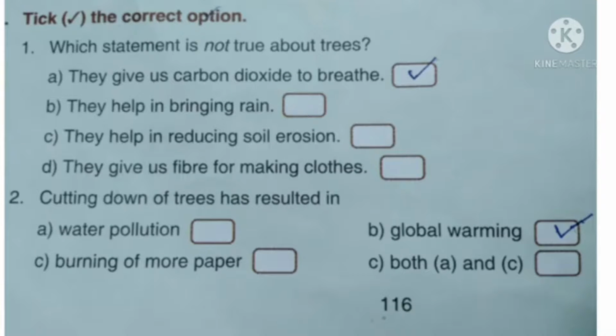And the answer is, which statement is not true about trees? Is A. They give us carbon dioxide to breathe. This statement is wrong because they give us oxygen to breathe.